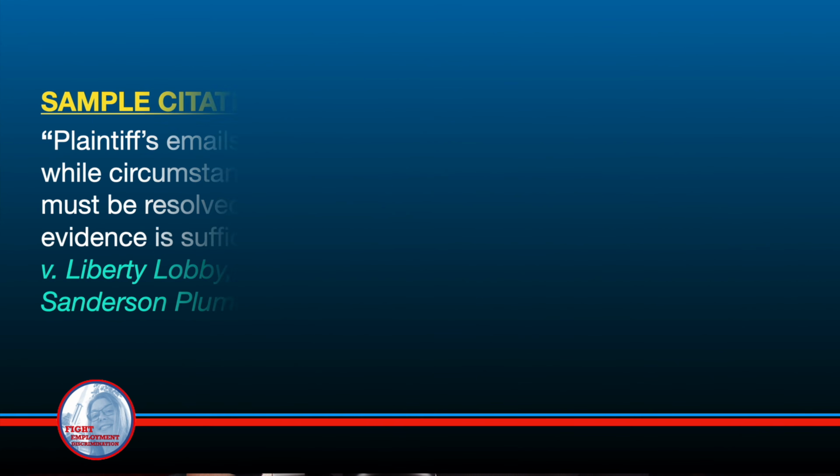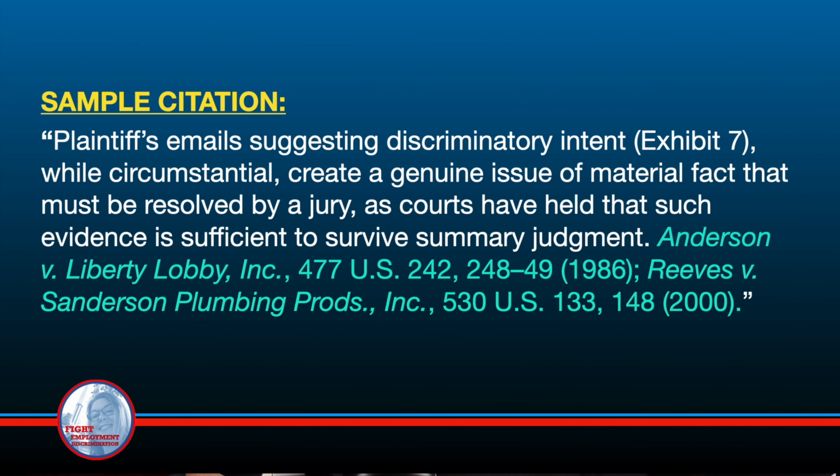So if we have evidence suggesting that our employer might have discriminatory intent, for example, even if our evidence isn't a smoking gun, we can still cite to it in the exhibits and use Anderson and Reeves to argue that at trial, that evidence could be enough to convince a jury to find in our favor. Plaintiff's emails suggesting discriminatory intent, Exhibit 7, while circumstantial, create a genuine issue of material fact that must be resolved by a jury.